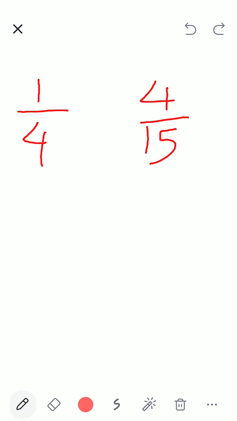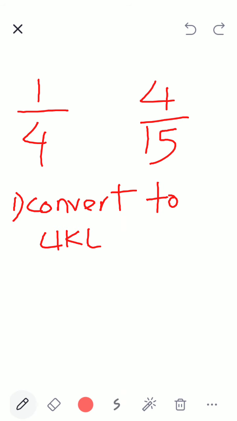1 by 4 and 4 by 15. Yeah, you have to compare this, right? So these are unlike fractions. When you have unlike fractions, what do we have to do? First, we have to convert to like fractions, children. First step, when you have unlike fractions, first you have to convert to like fractions.